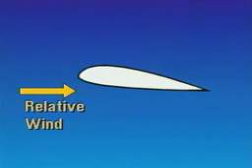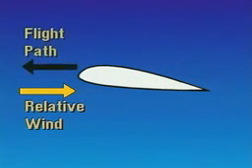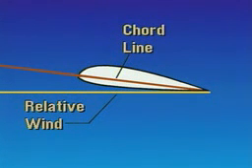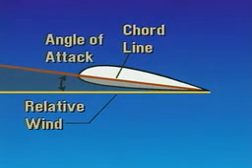Any object moving through the air encounters a relative wind. This wind is always parallel to and opposite the flight path. The angle formed between the relative wind and the chord line is called the angle of attack.